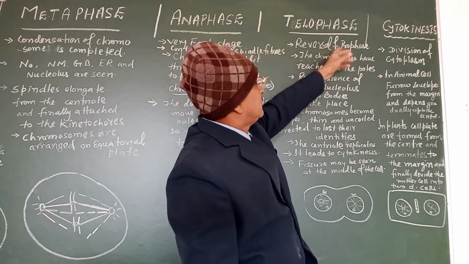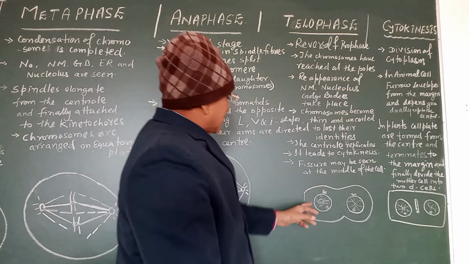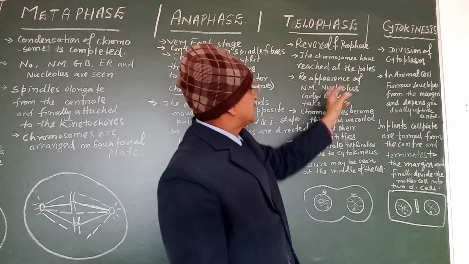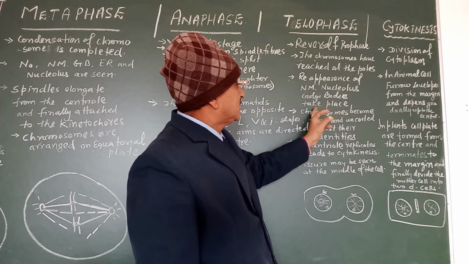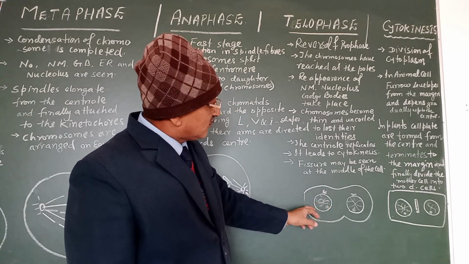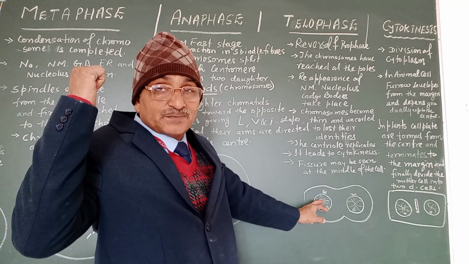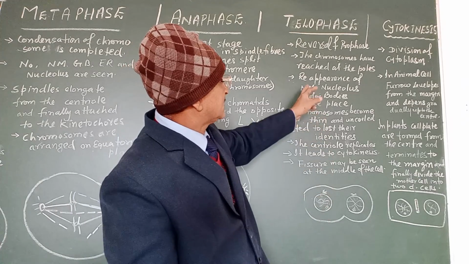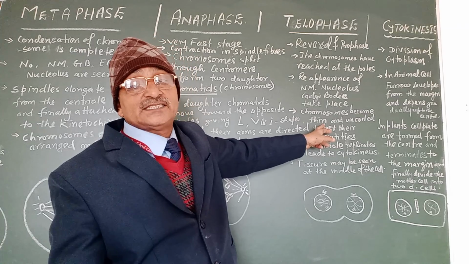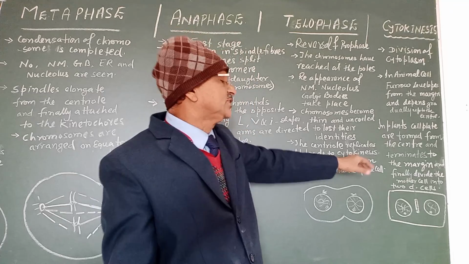So in this way, here is the reversal of the prophase. The chromosomes have already reached the pole, and reappearance of the nuclear membrane, nucleus, and Golgi is taking place. All the cell organelles are to reappear. What disappeared in prophase? Hence it is a reversal. Chromosomes become thin. They lose their identity and turn into chromatin.